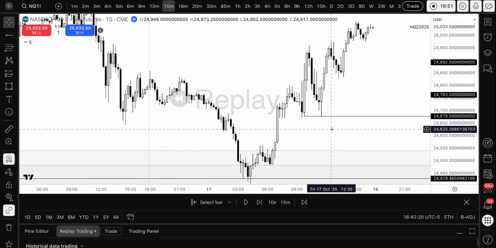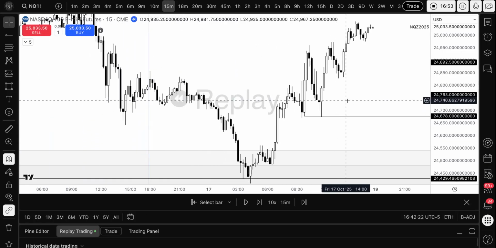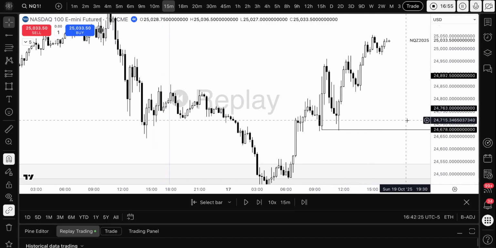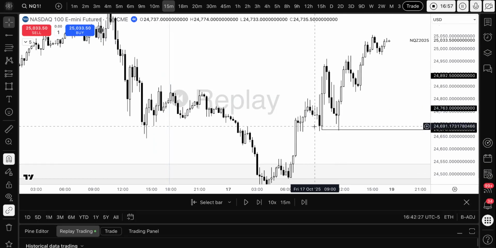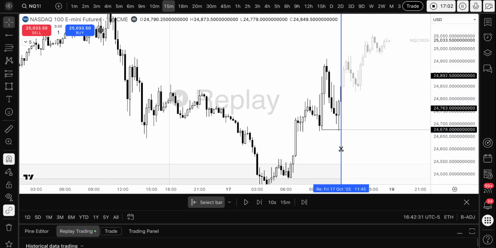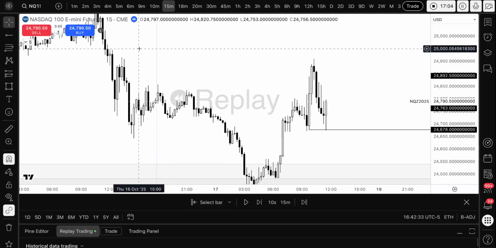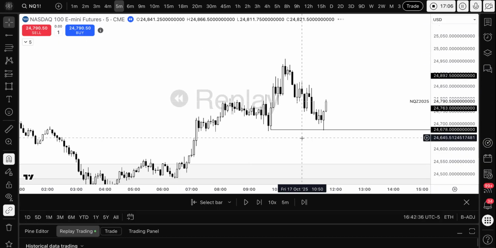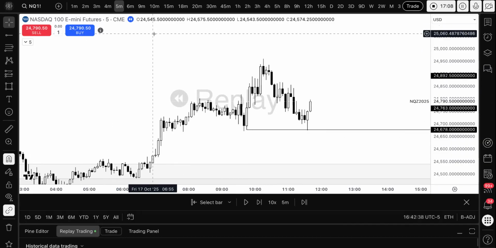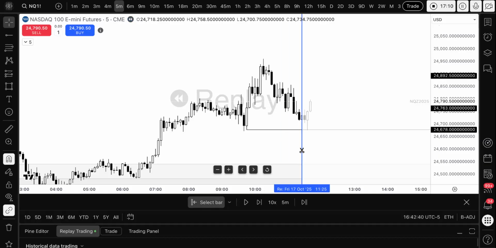I love old lows being run. ABC into the old low. Look at that, it barely touched it. Let's rewind this just a little bit and say I'm participating, right? I'm looking for this. I'm waiting on this to take place.